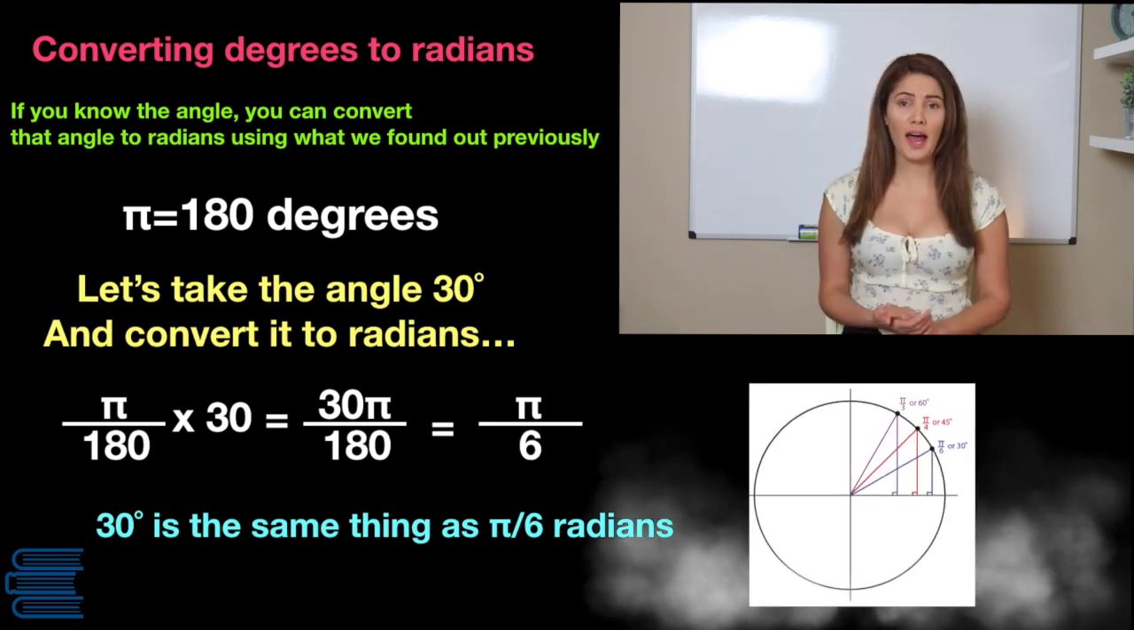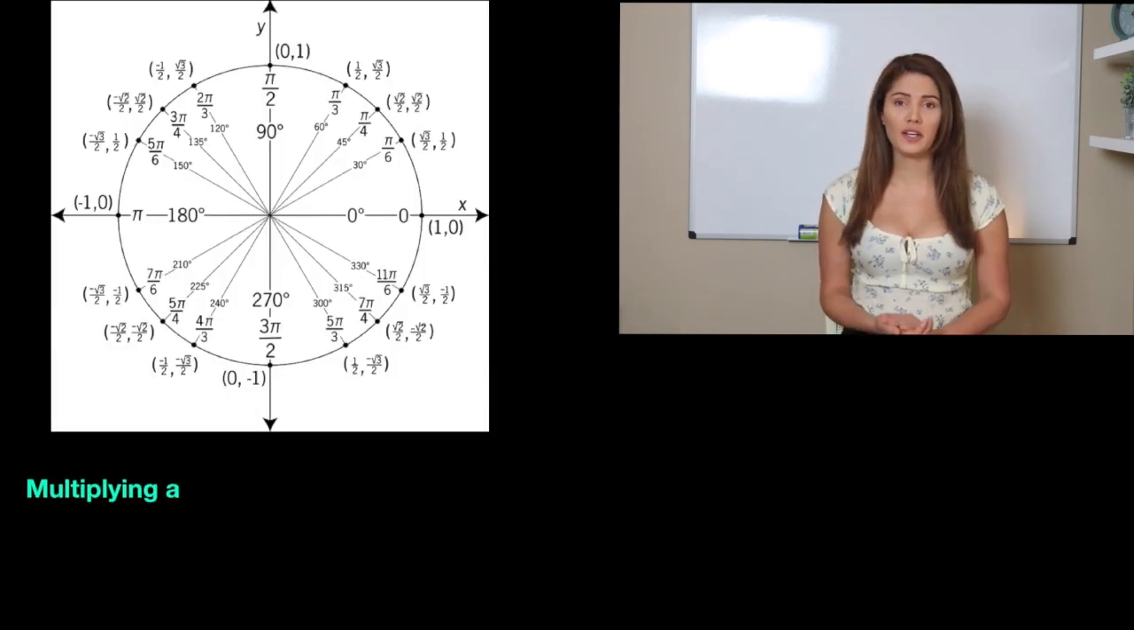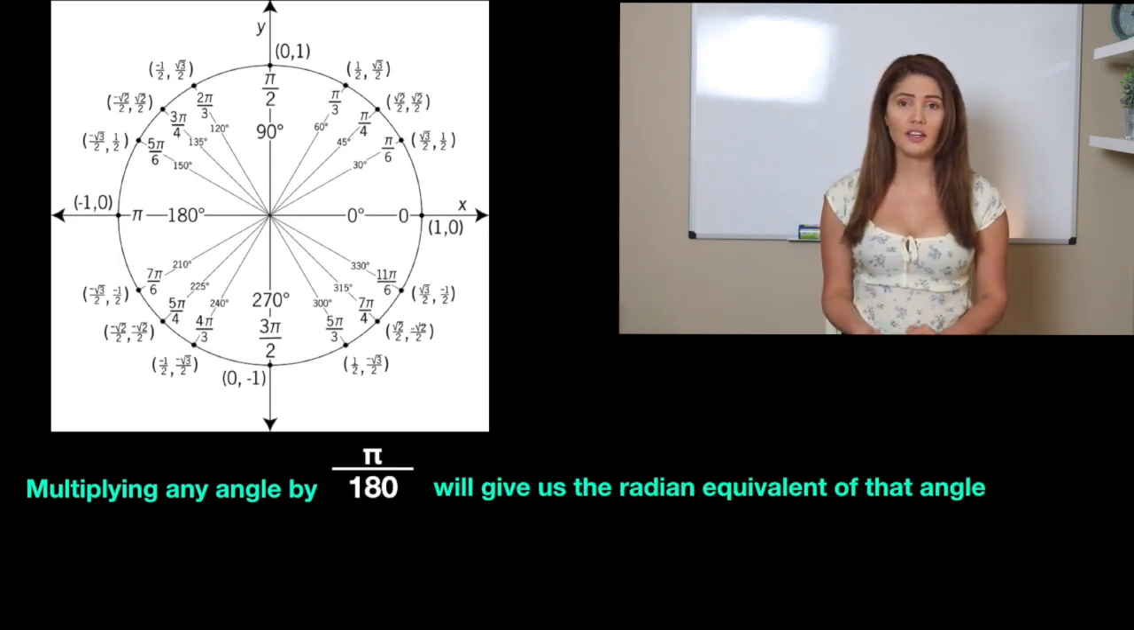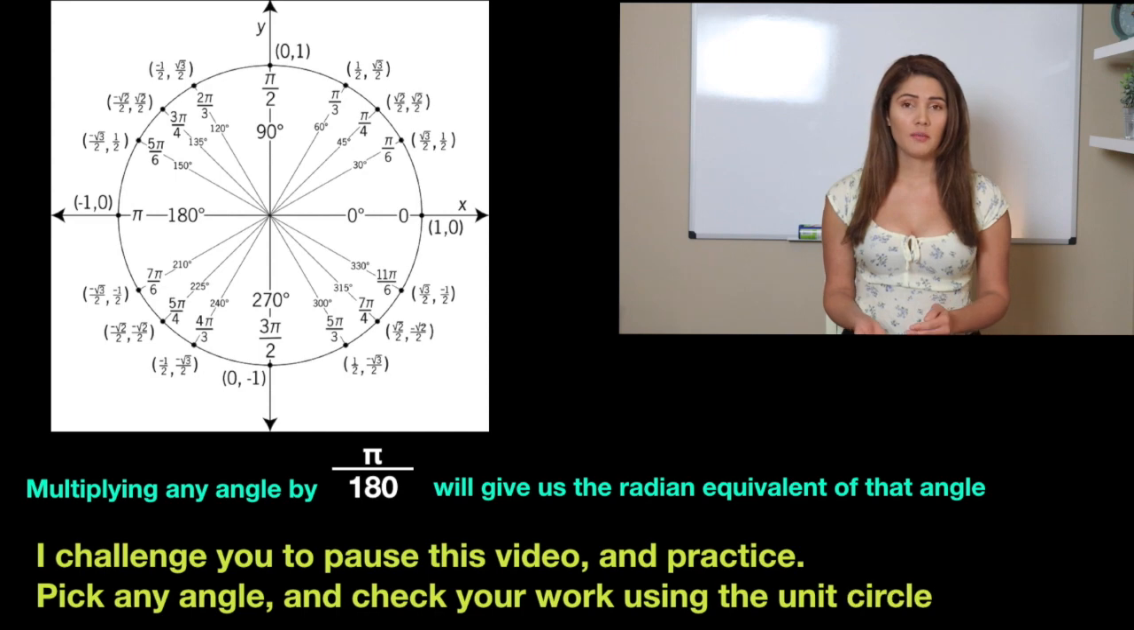Multiplying any angle by pi over 180 will give us the radian equivalent of that angle. I challenge you to pause this video and reference the unit circle, pick any angle on there and multiply by pi over 180 and see if you get the correct answer.